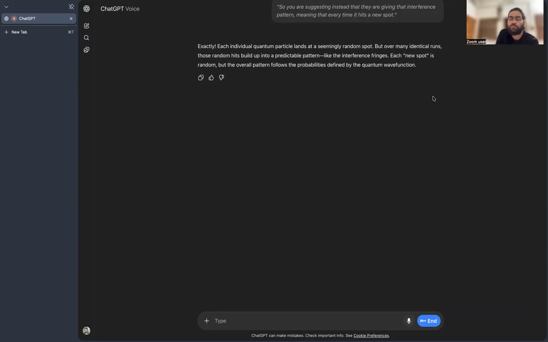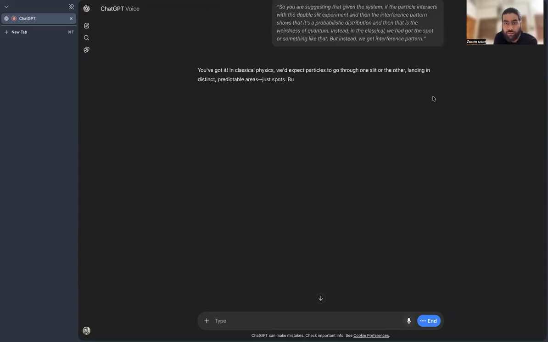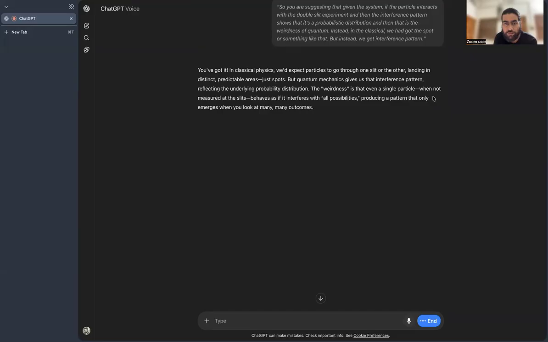So you are suggesting that given the system, if the particle interacts with the double slit and then the interference pattern shows that it's a probabilistic distribution, that is the weirdness of quantum. Instead, in the classical case, we would get a spot or something like that, but instead we get an interference pattern. You've got it. In classical physics, we'd expect particles to go through one slit or the other, landing in distinct predictable areas, just spots. But quantum mechanics gives us that interference pattern, reflecting the underlying probability distribution. The weirdness is that even a single particle, when not measured at the slits, behaves as if it interferes with all possibilities, producing a pattern that only emerges when you look at many, many outcomes.